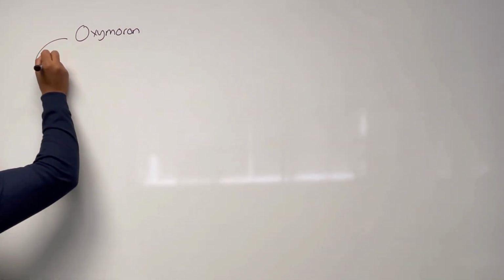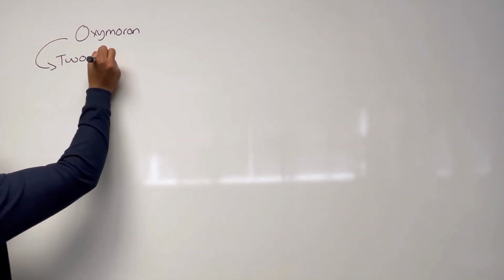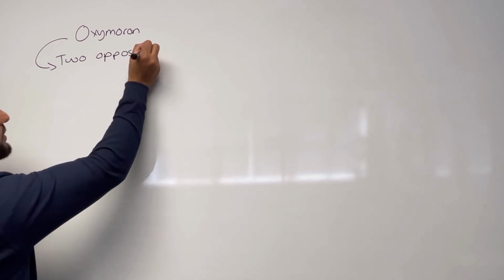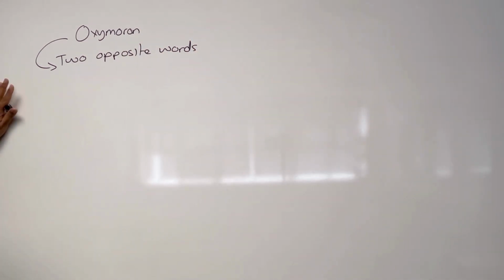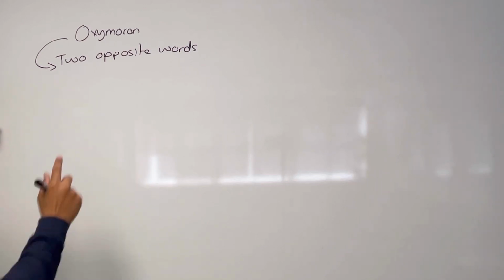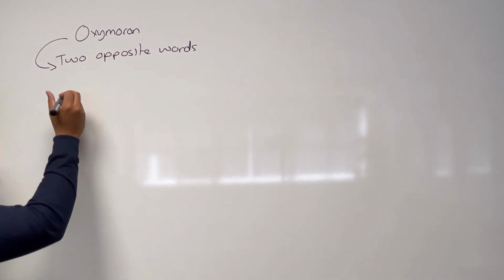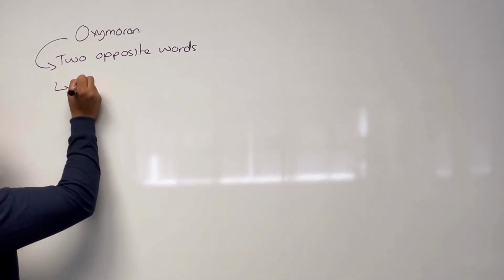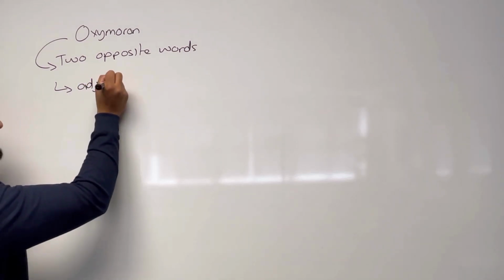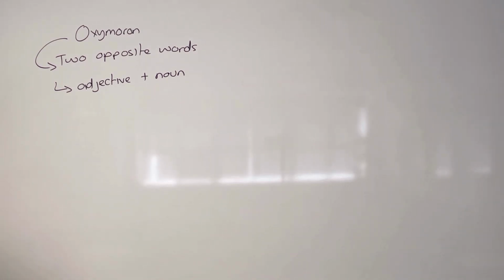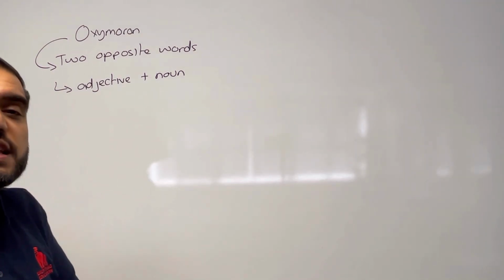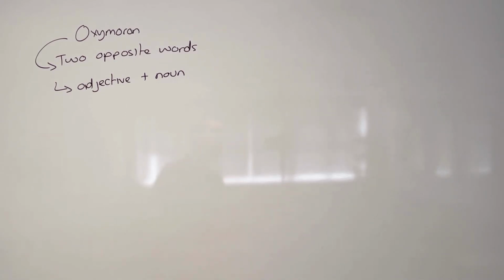An oxymoron, guys, very straightforward, very simple, is when you have two opposite words side by side. However, these two opposite words, guys, have to be an adjective plus a noun. Now remember guys, there are many other ways of creating an oxymoron, but I'm trying to show you guys the easiest way for you guys to do it in your exam.